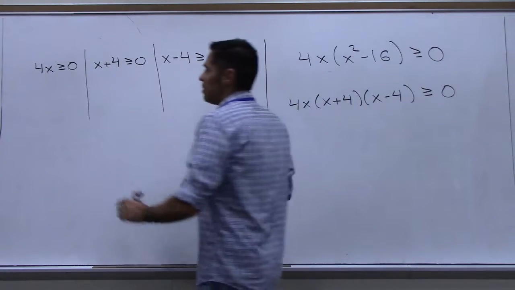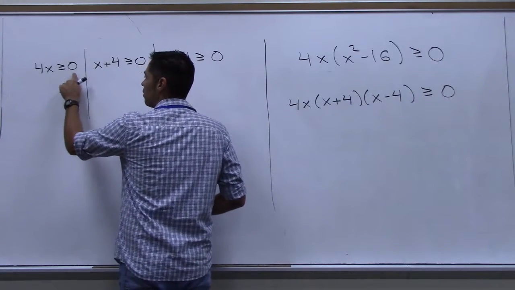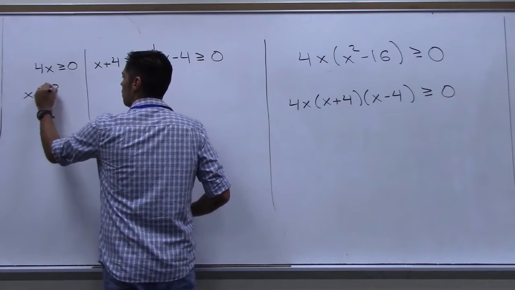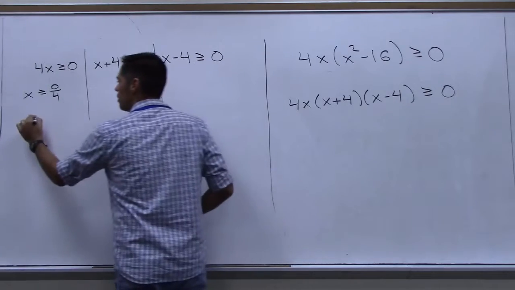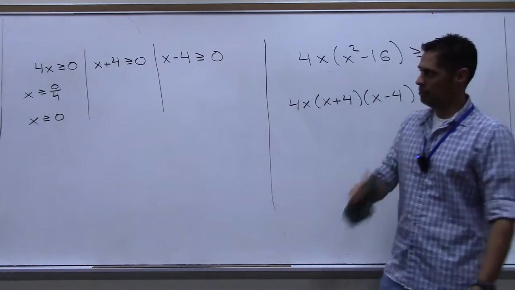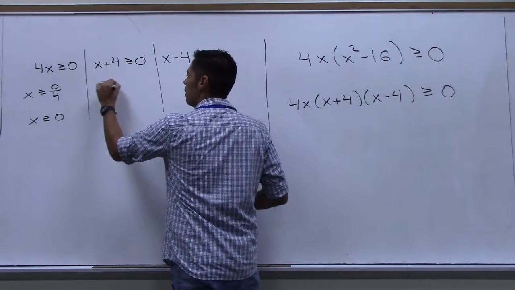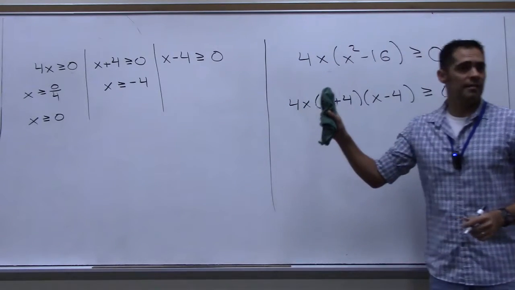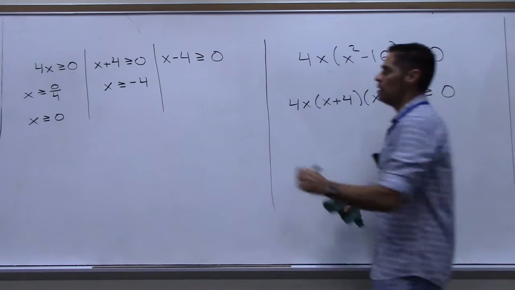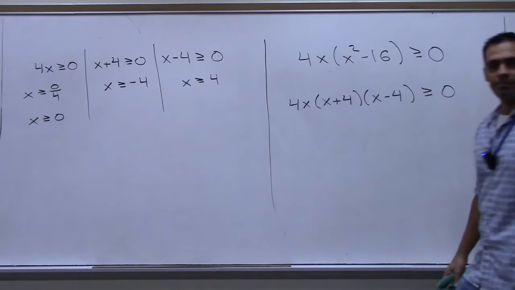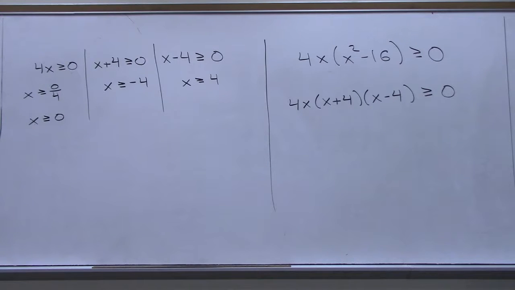Let's see what happens here. If 4x is greater than or equal to 0, could I divide both sides by 4? Yes, 0 over 4 is still 0. So this would mean x is greater than or equal to 0. Agreed? If I do this, I get x is greater than or equal to negative 4, by subtracting 4 on both sides. And this is saying that x is greater than or equal to 4, right? Do you follow me?